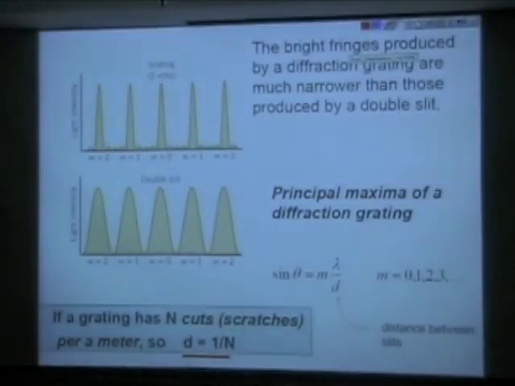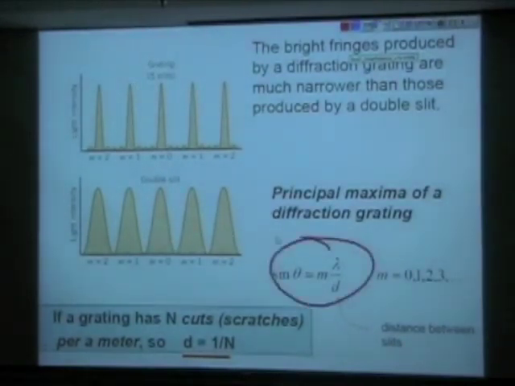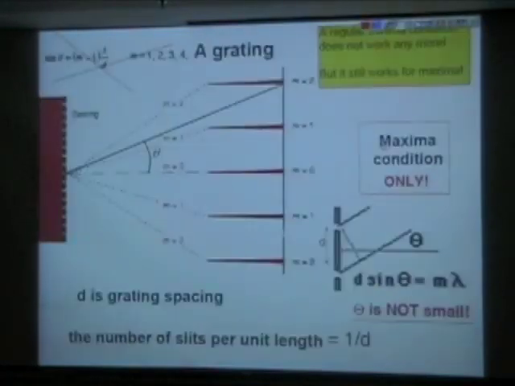So we still can use the condition for maxima to calculate the location of each maximum, which is the same condition we use for Young's experiment. But the condition for minima doesn't work anymore. Just forget about it when you deal with 3 or more sources.